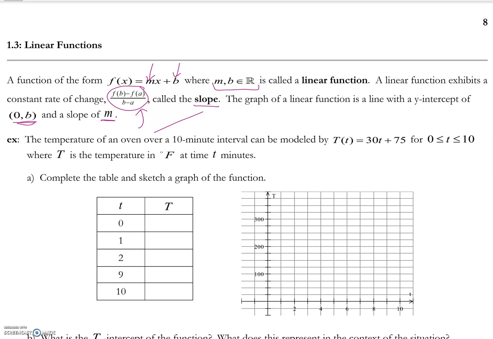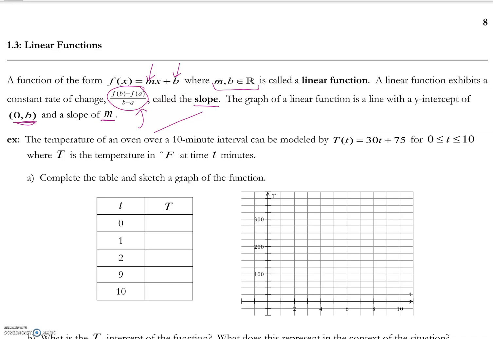So let's look at a couple of examples. The first example is in context. It says the temperature of an oven over a 10-minute interval can be modeled by T(t) = 30t + 75 for t between 0 and 10, where big T is the temperature in degrees Fahrenheit and little t is the time in minutes. So our job is to complete the table and sketch a graph of the function.